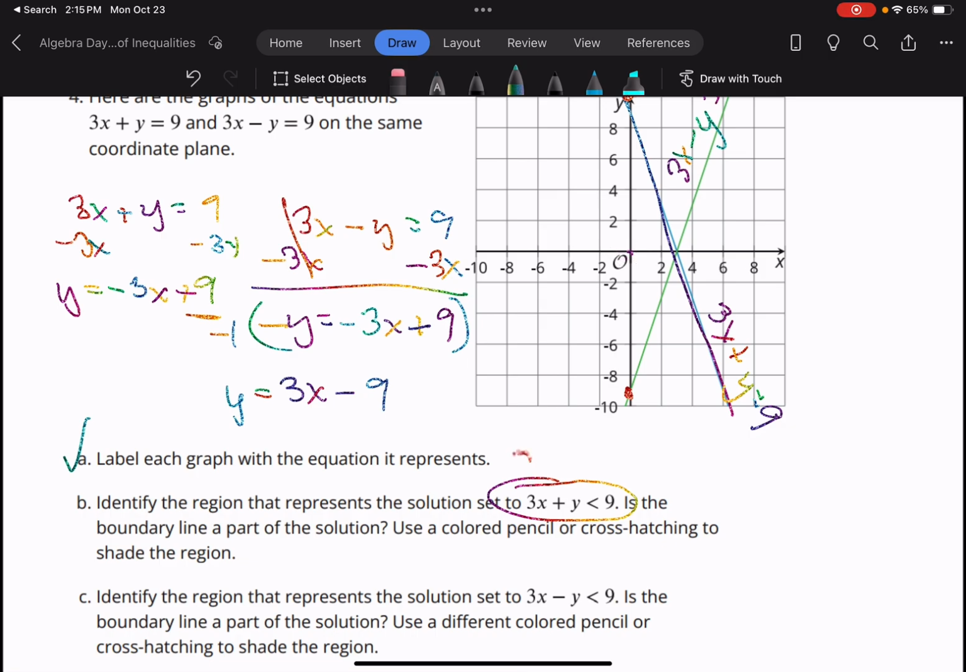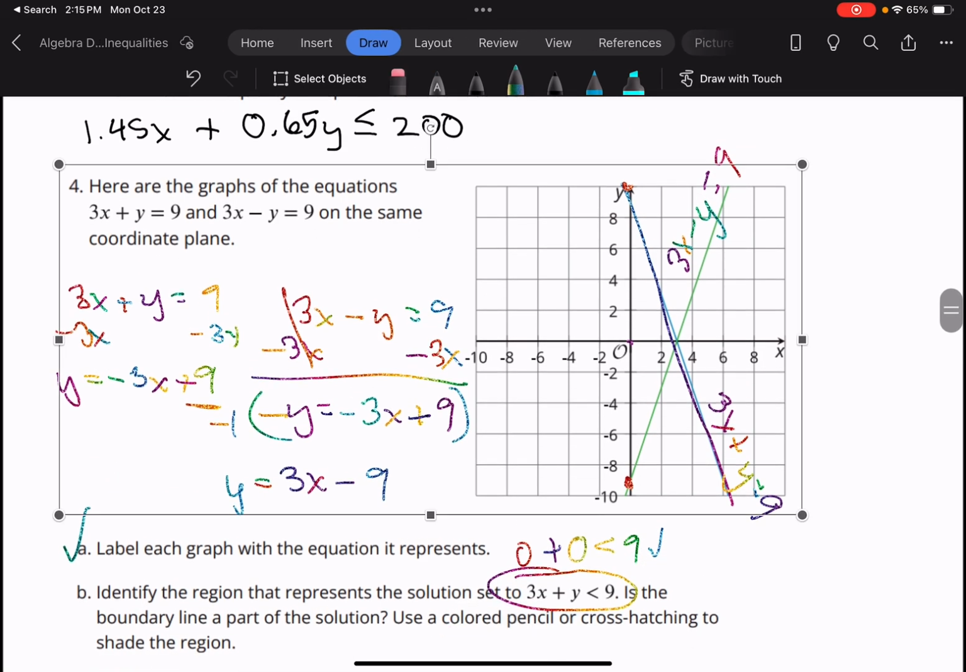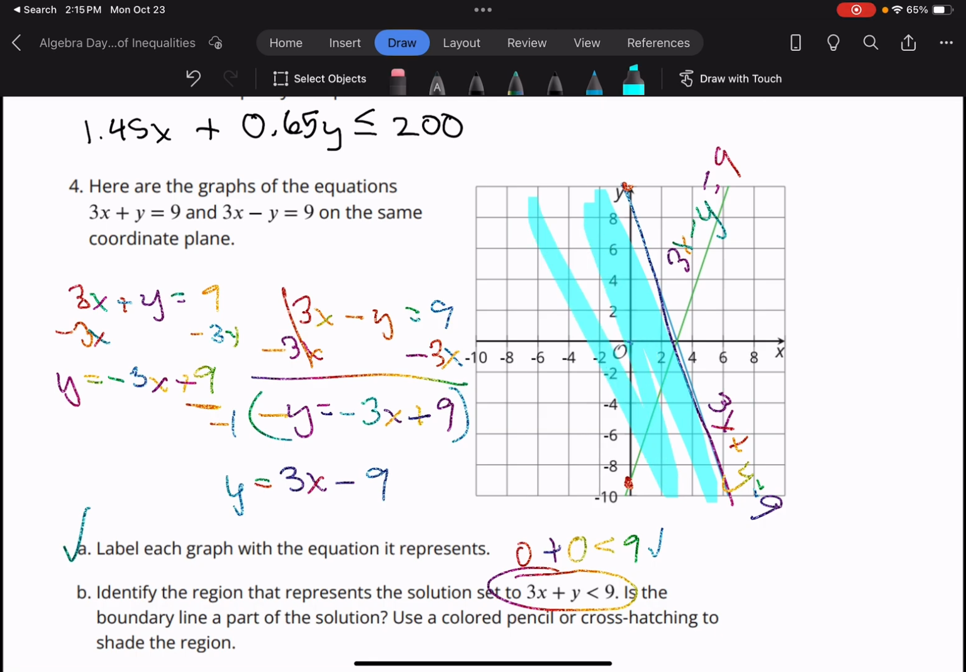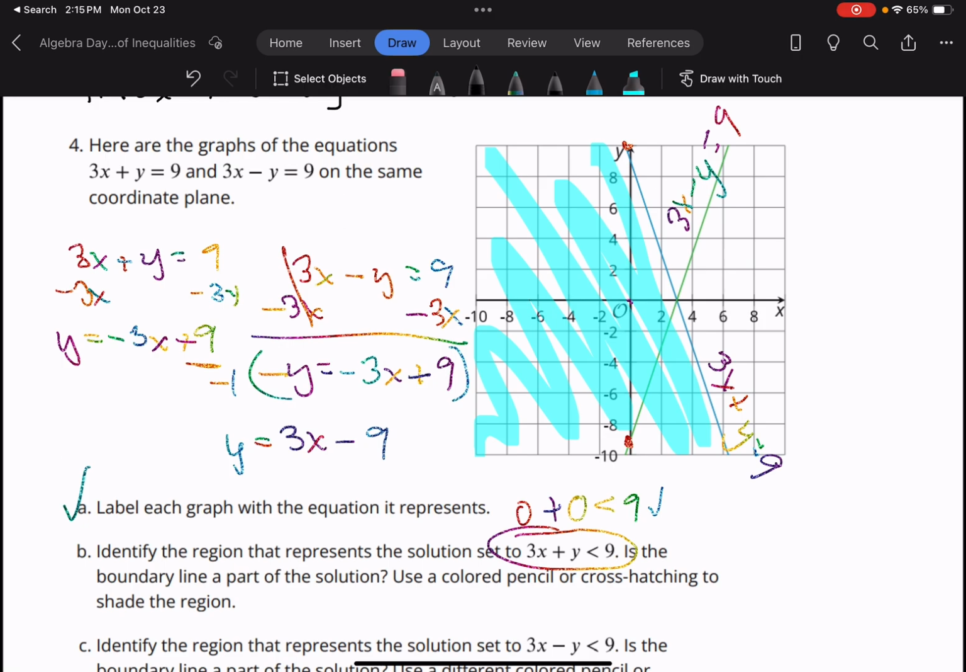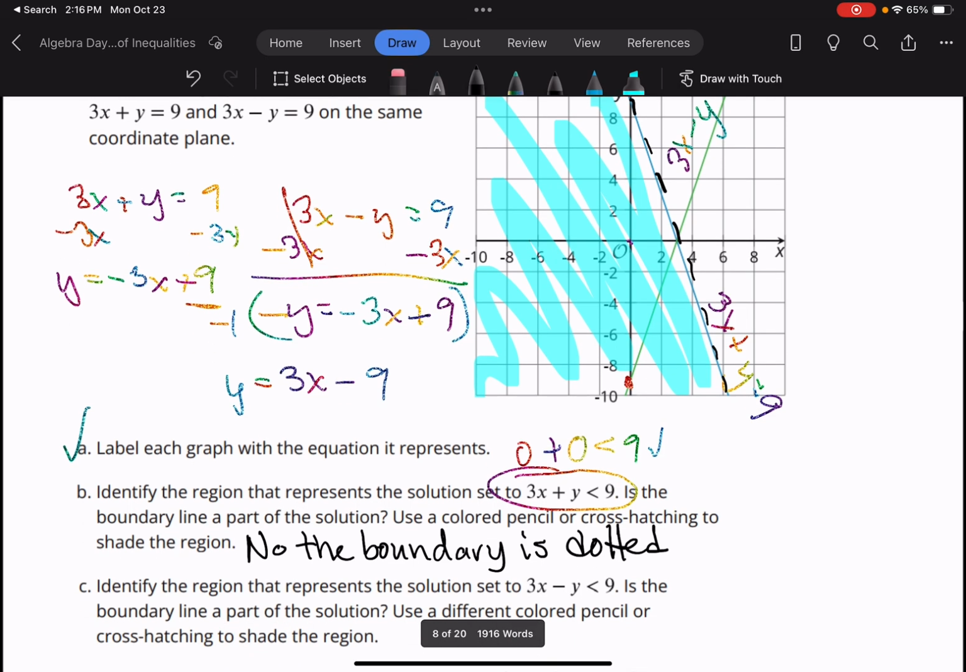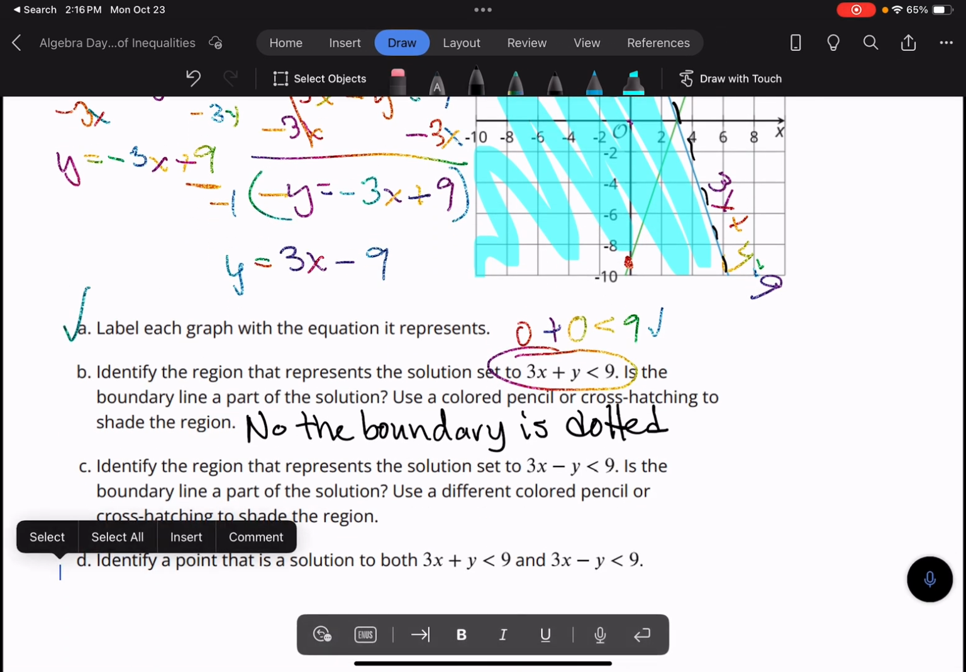So we plug in 0. 0 plus 0 is less than 9, yes. So that means that for this first line, we would shade on this side of the graph. Okay? And it should be a dotted line. So I'm going to erase my line and change this to be a dotted line. And it does not include answers because it's less than. So no, the boundary is dotted and therefore does not include the answers, or those as solutions.